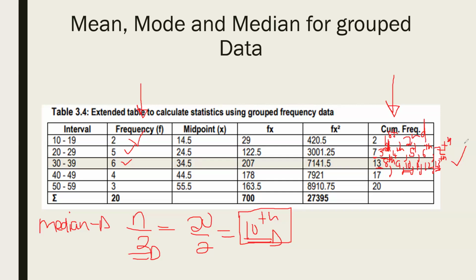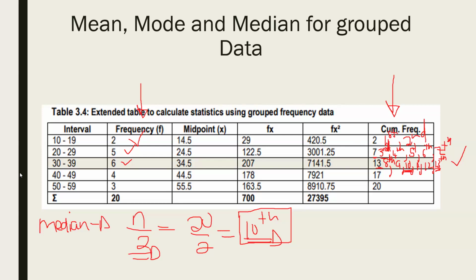In the first class, we have 2 positions. In the second class, we have 5 positions, but the last position is the 7th position. So now I can already see that the 10th position is in the 3rd class. So this is the longer way of doing it, where you list all the classes down.